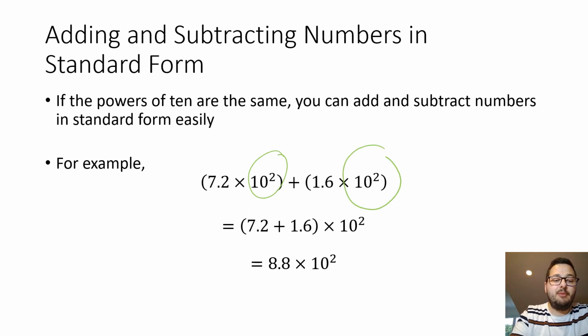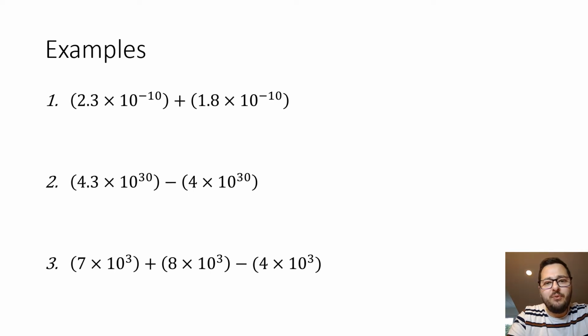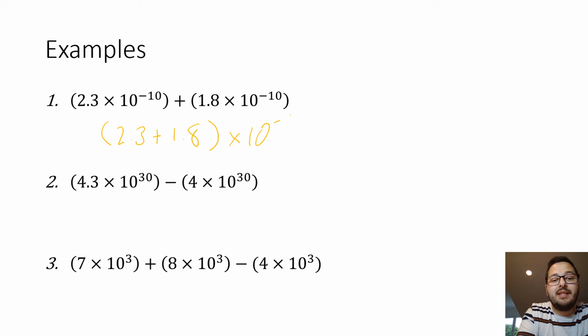Okay, so a couple of examples of this then. Feel free to have a crack at them yourself. The first one, we've got 2.3 times 10 to the minus 10 plus 1.8 times 10 to the minus 10. So that is the same as 2.3 plus 1.8 times 10 to the minus 10. Add them up, you're going to get 4.1 times 10 to the minus 10.